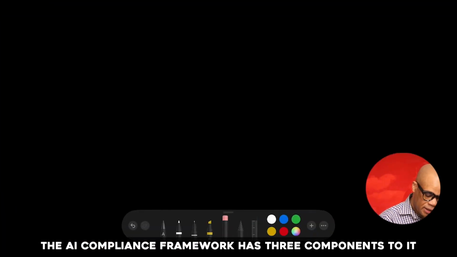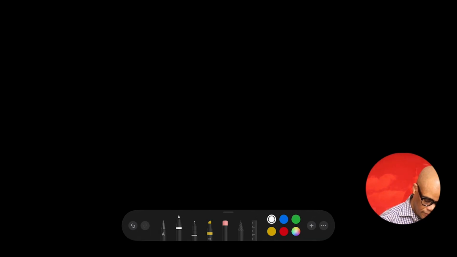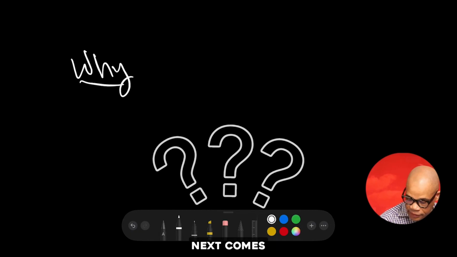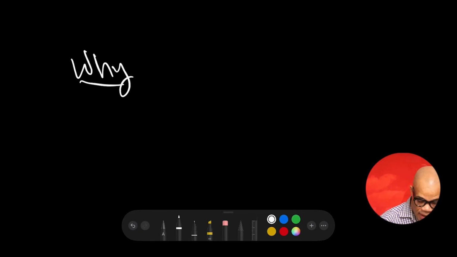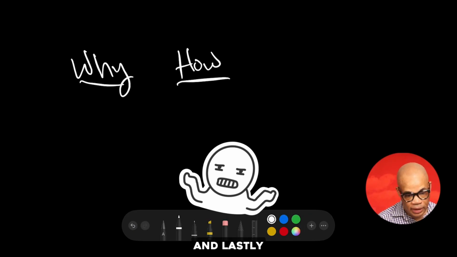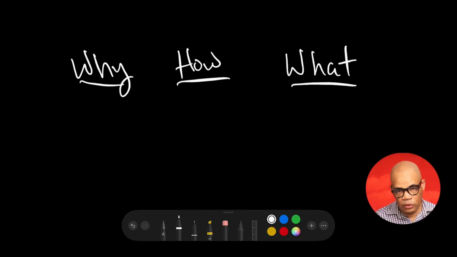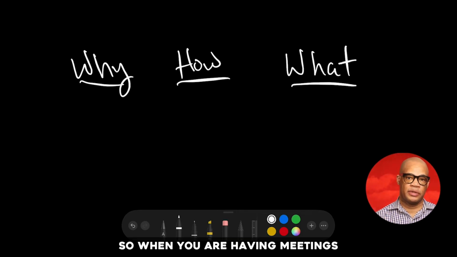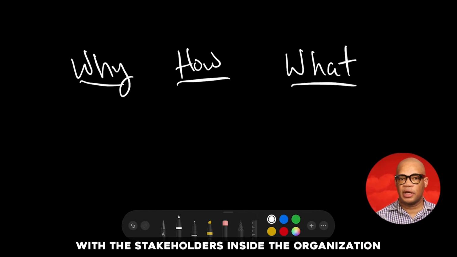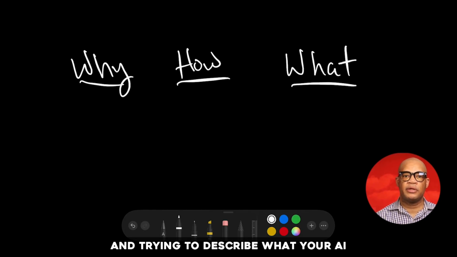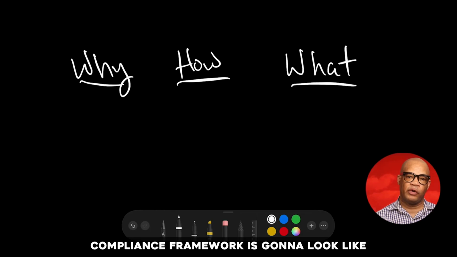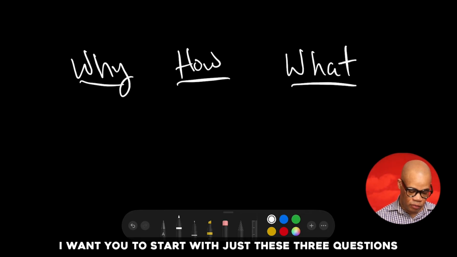The AI compliance framework has three components to it. The first part is why. Next comes how. And lastly, the what. Okay? So when you are having meetings with the stakeholders inside your organization and trying to describe what your AI compliance framework is going to look like, I want you to start with just these three questions.